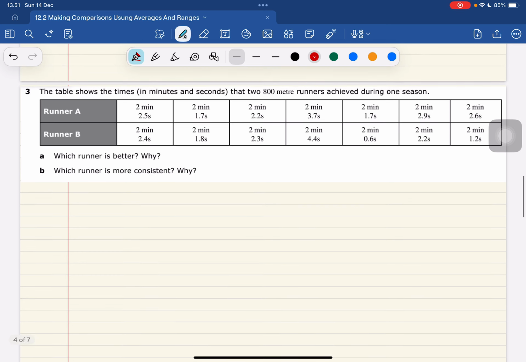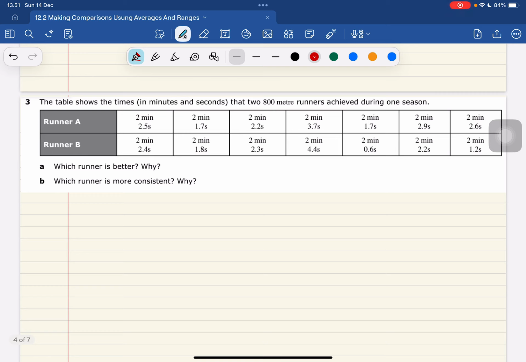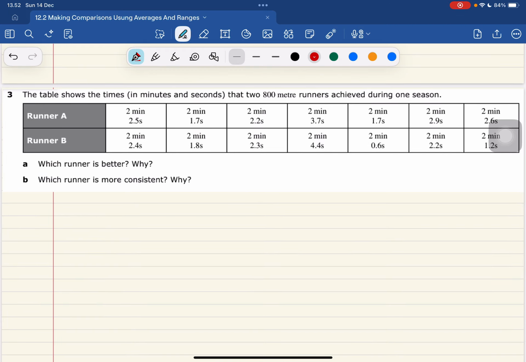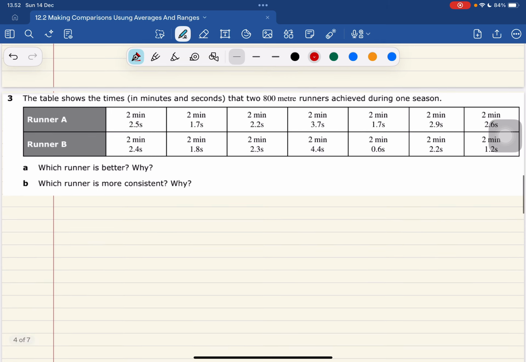Question 3. The table shows the times in minutes and seconds that two 800-meter runners achieved during one session, runner A and runner B. Which runner is better and why? All of them are around 2 minutes.